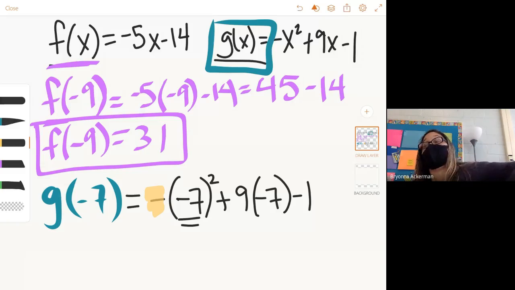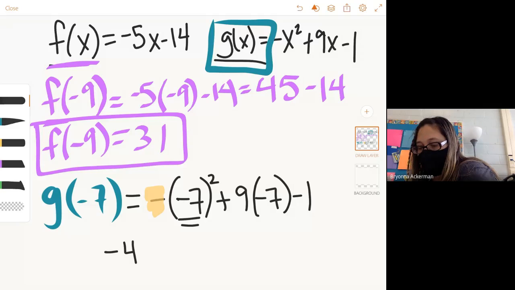No, don't do that. Always put it after. So negative 7 times negative 7 will give me a positive 49. But then I have the minus on the outside, so I'm actually going to still get a negative 49. But if there wasn't, then it'd be a positive 49.